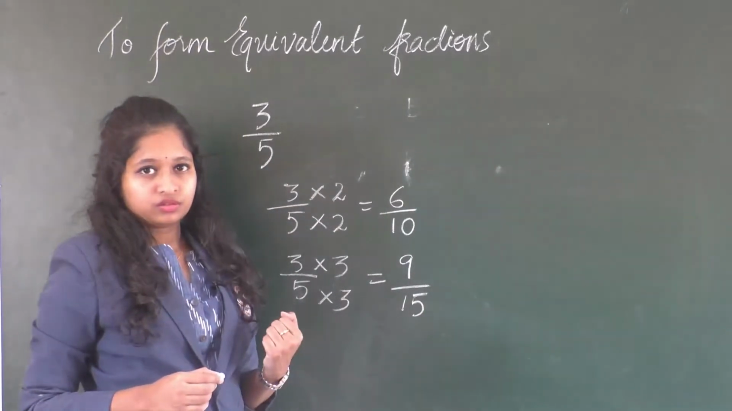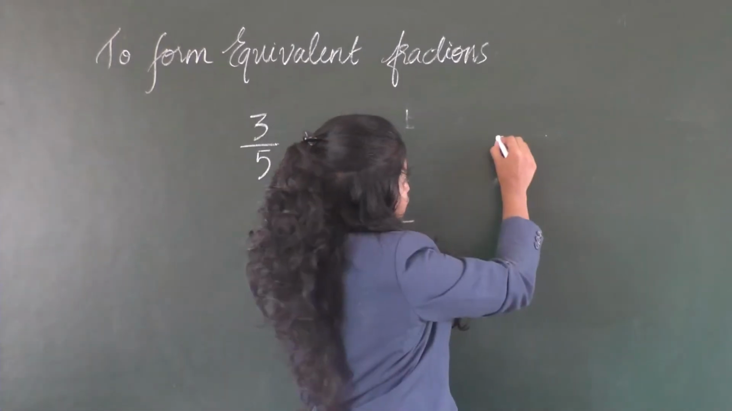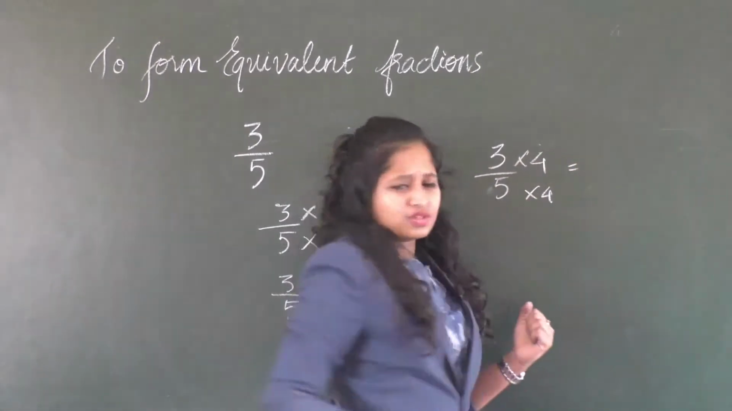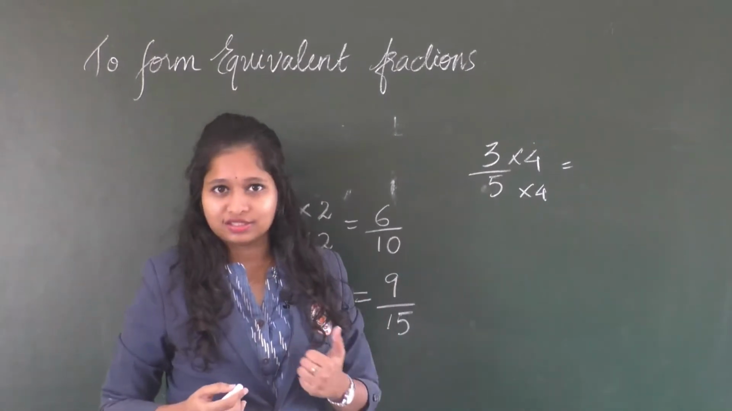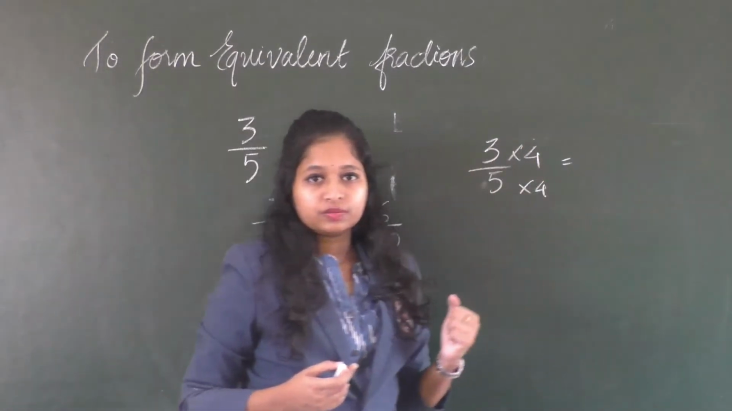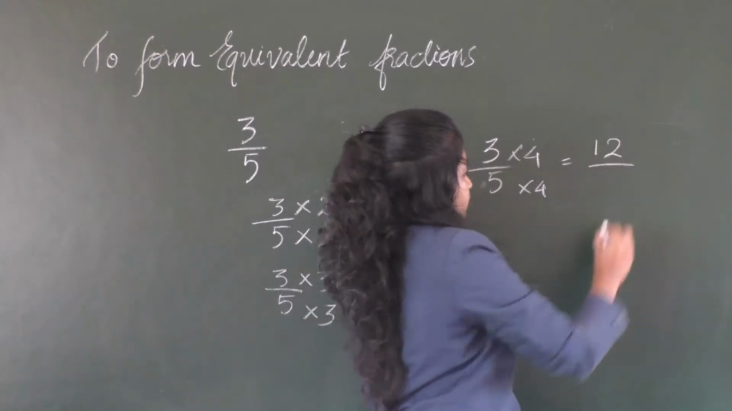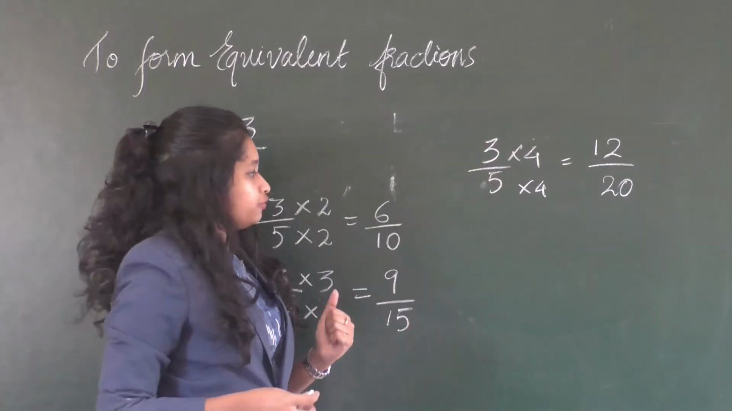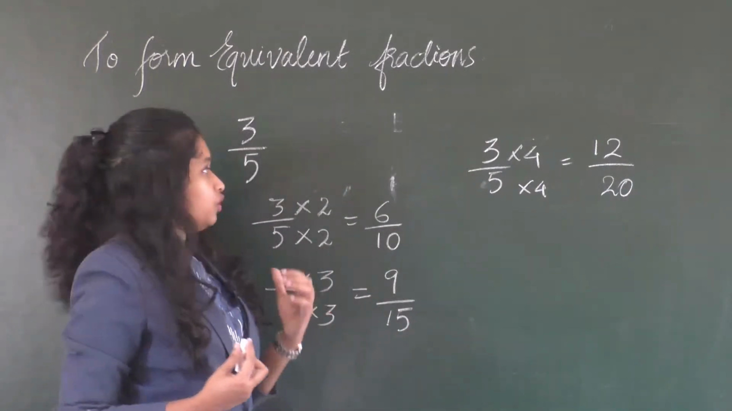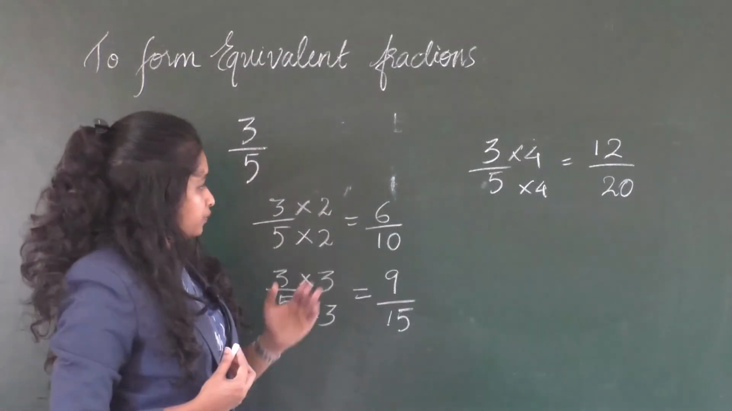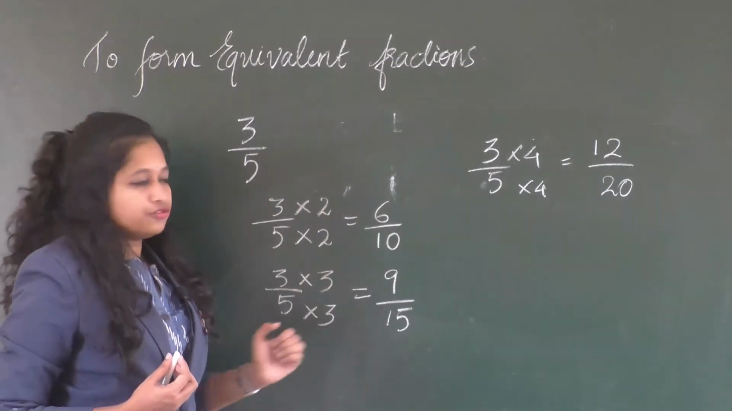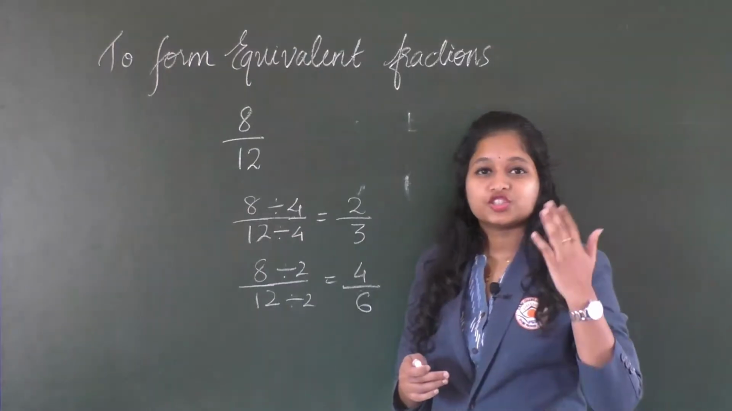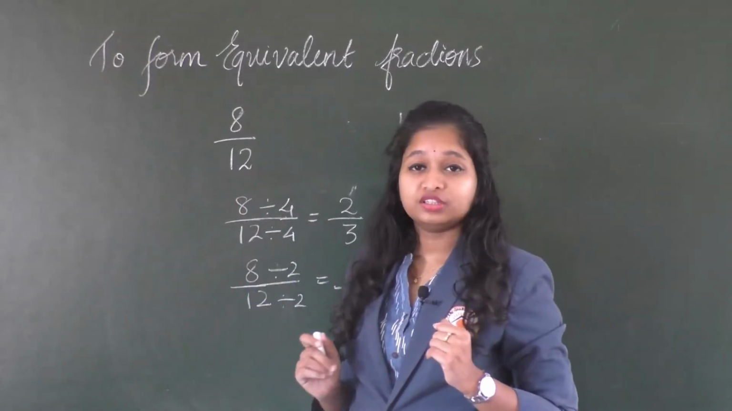Let's find one more. So, 3 by 5 into 4. Let's choose smaller numbers, so the calculation would be easy. Now 3 into 4 is 12 and 5 into 4 is 20. Now I have formed equivalent fractions of 3 by 5. What are they? 6 by 10, 9 by 15 and 12 by 20. Okay.